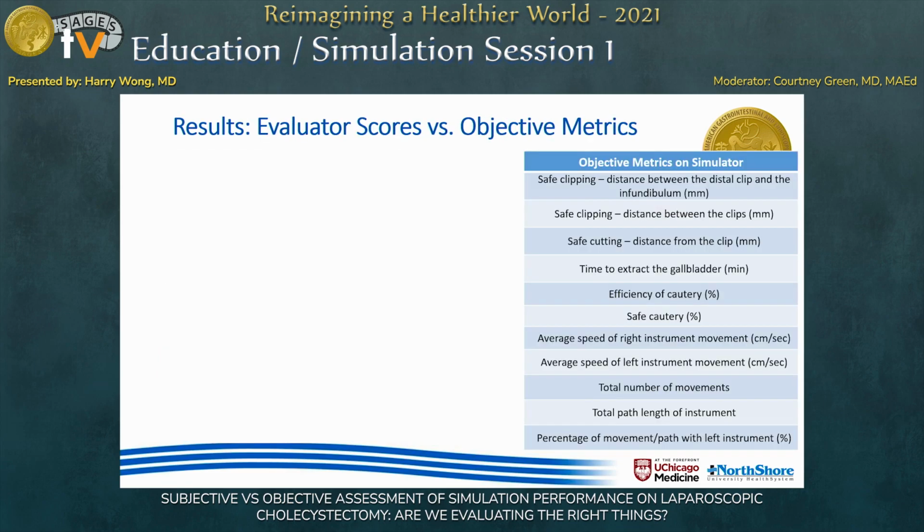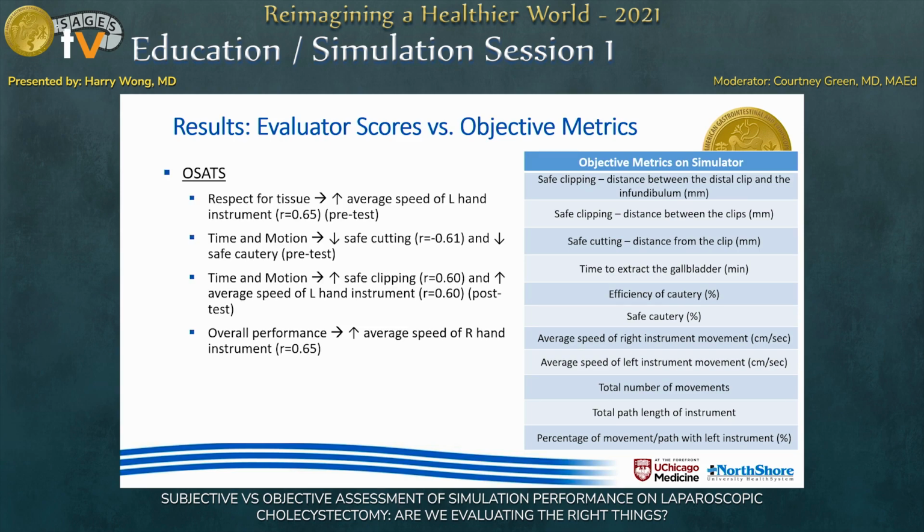When you look at the evaluator scores versus the objective metrics, again, I listed the objective metrics on the right side here for your reference. We found quite a few associations. For example, respect for tissue and overall performance were associated with higher average speed of the right and left-hand instrument, while time and motion was associated with lower scores in safe cutting and safe cautery, but higher scores in safe clipping, and also speed of the left-handed instruments.